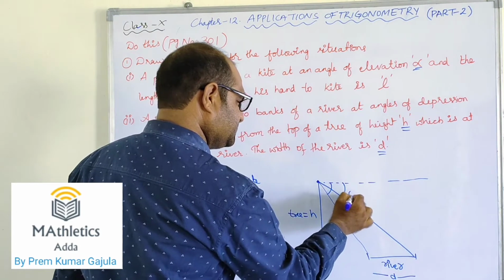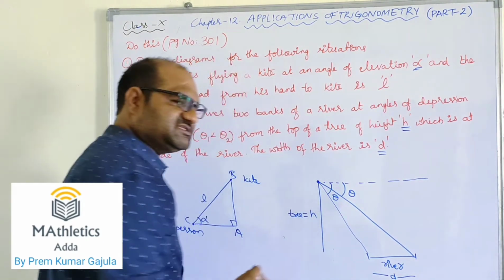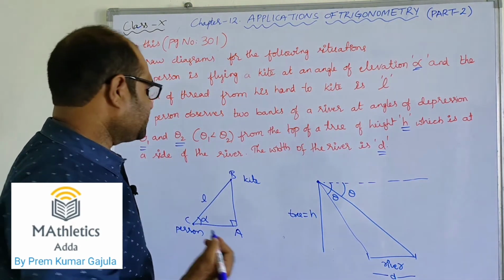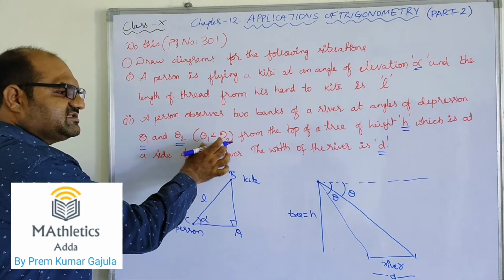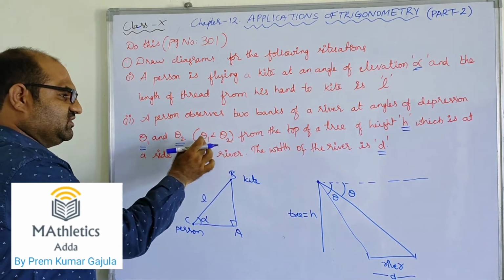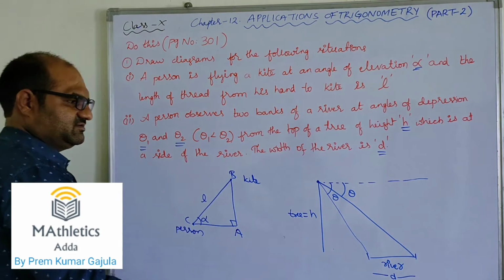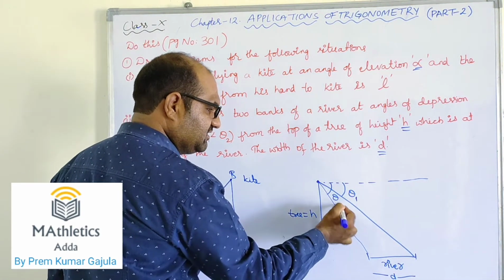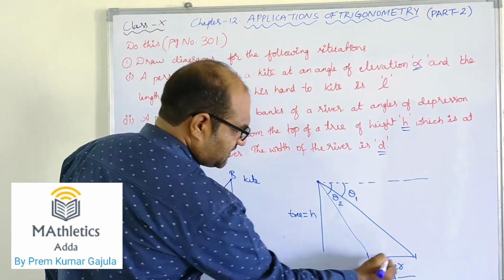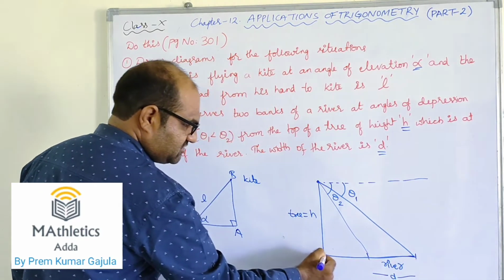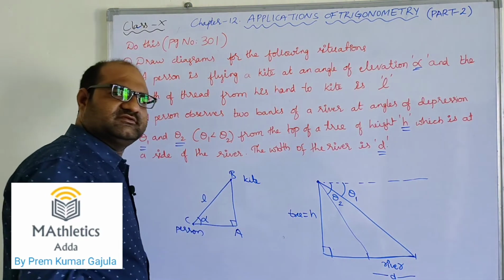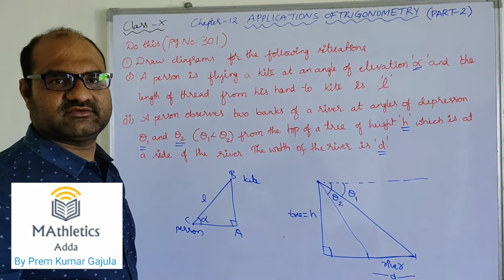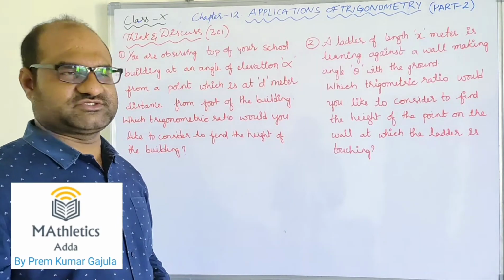So that is theta. I am not yet writing theta 1 and theta 2. Why? Because when a condition is given, based on the condition we have to write. So what is given? Theta 1 is less than theta 2. So from the figure, which is the smaller angle? This one. So now I am writing theta 1 and theta 2. Now you can close this like this to get a right angle triangle. The diagram is completed.